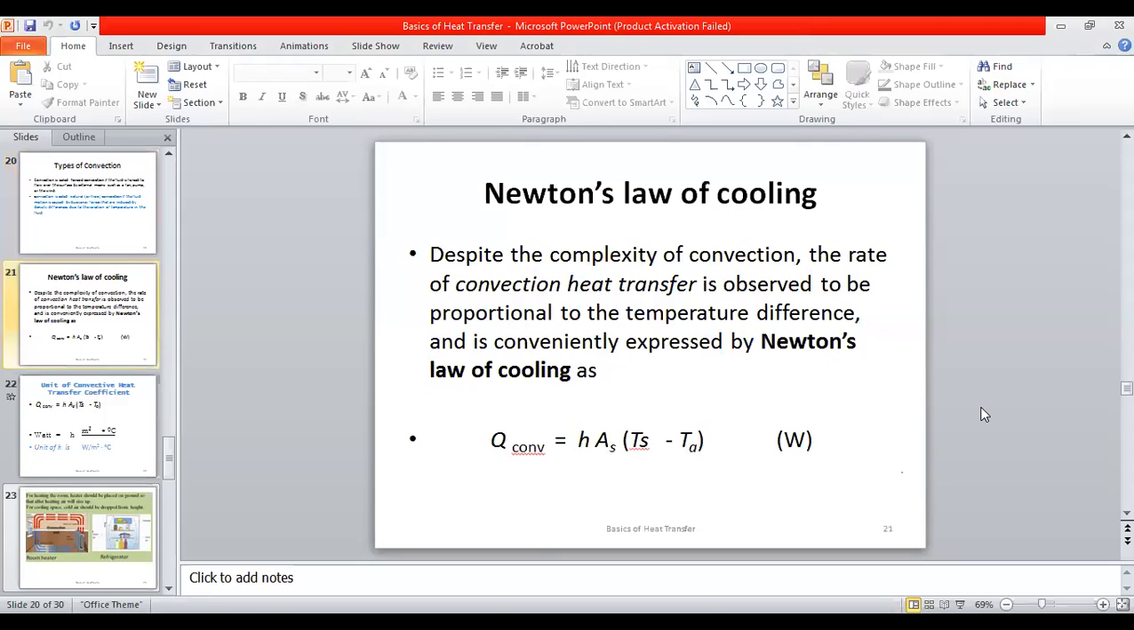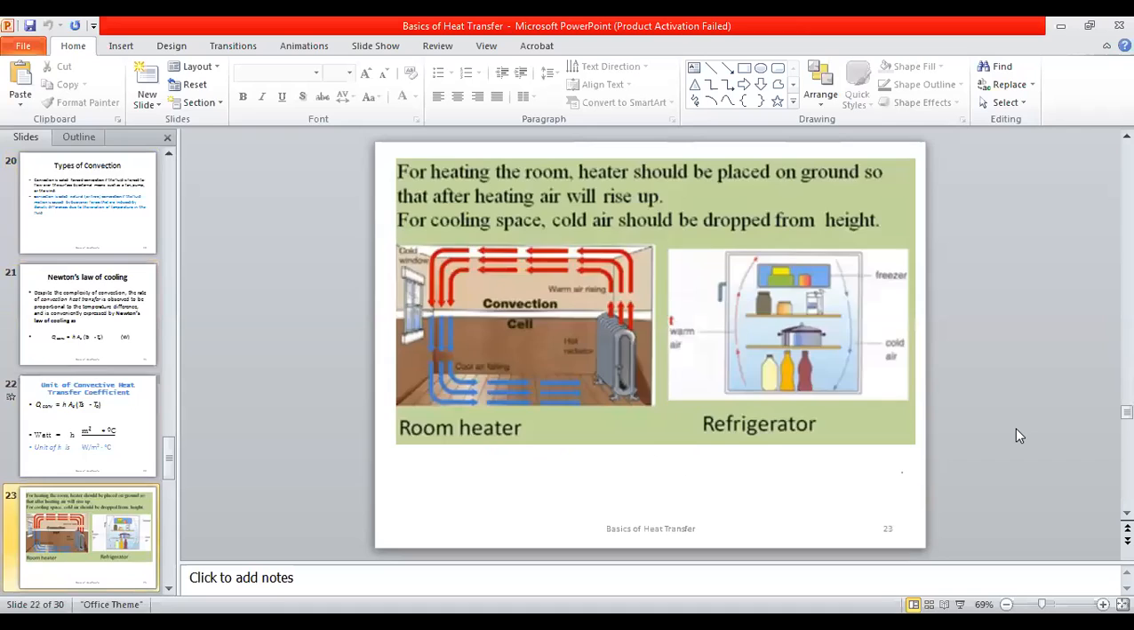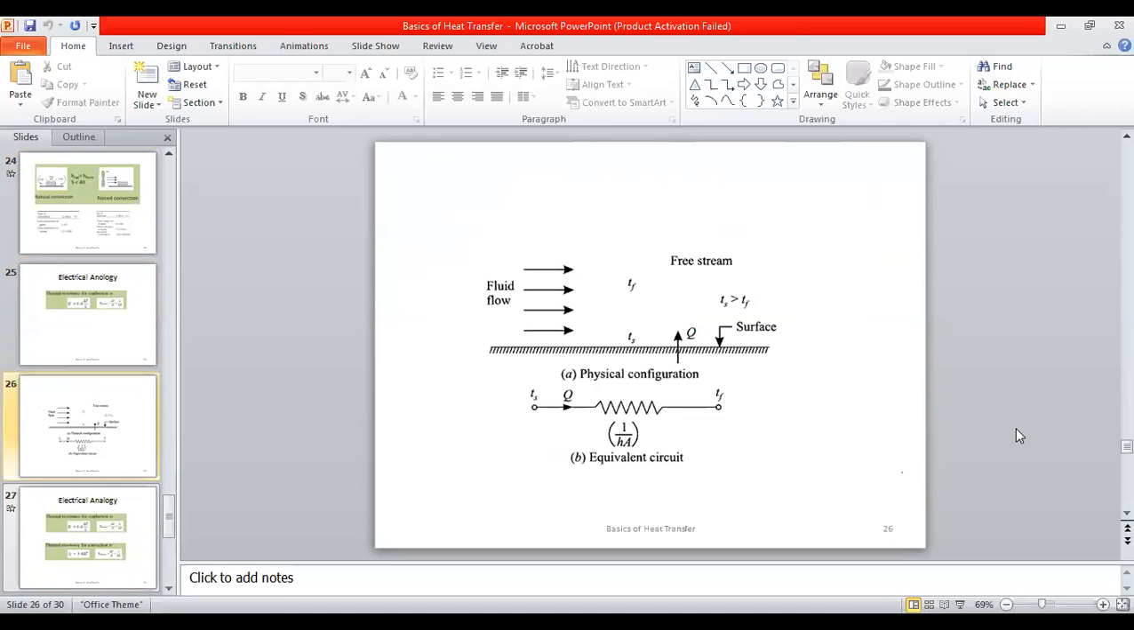Now we will move to the next screen. This formula for convection, I think you have seen. Q convection is equal to h A (Ts minus Ta), where this is the surface temperature and this is the atmospheric temperature. This you can see here on the screen.